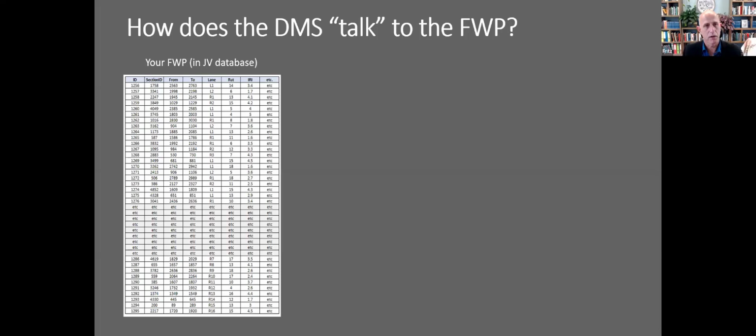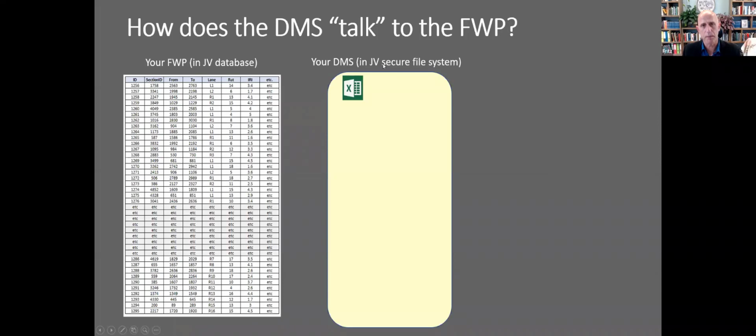So basically, you are going to start off with this, your ForwardWorks program. So this is just a schematic representation of your ForwardWorks program in a JunoViewer database. The next component then is your DMS, an Excel template, which is held securely in the JunoViewer file system. And the key element then is the inputs that your DMS is expecting. And the template in the DMS explains to you exactly how that works. In the DMS, we call this placeholders.